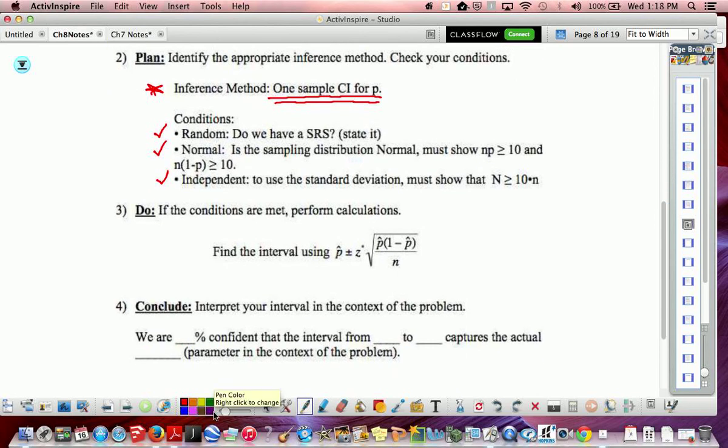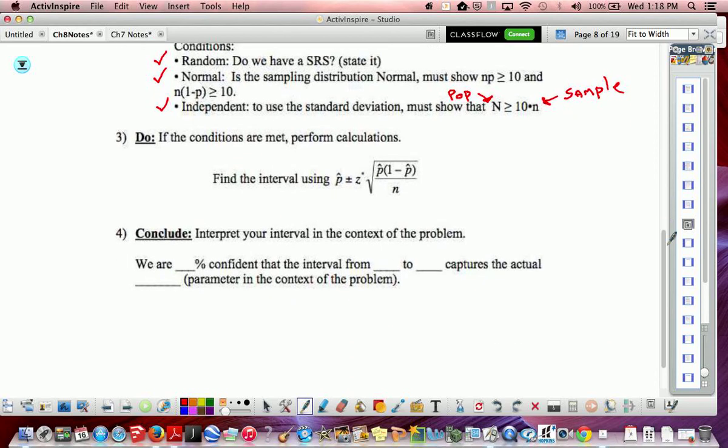Wait, is the N in independent supposed to be an s? This one? No, the other one. This one? Yeah, that one. They're both Ns. This is population, this is sample. You said 10 times the sample. Yeah, population must be greater than 10 times the sample. Capital N represents population, lowercase n represents sample.